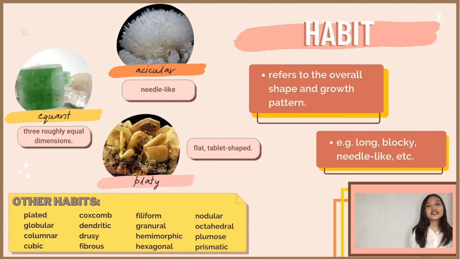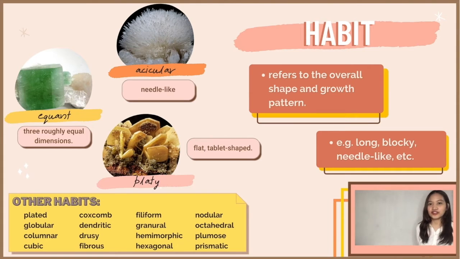The first one is habit. It simply refers to the overall shape or growth pattern of the mineral. It is concerned with the mineral's general appearance, like whether it is blocky, long, and so on. There are many different types of habit, but these are just a few.